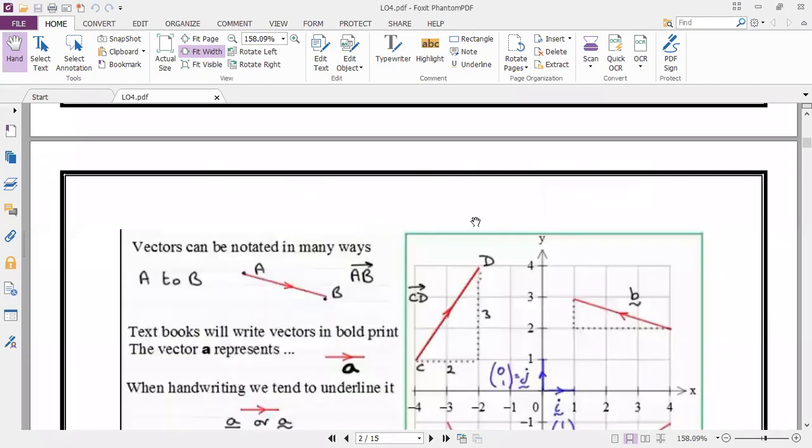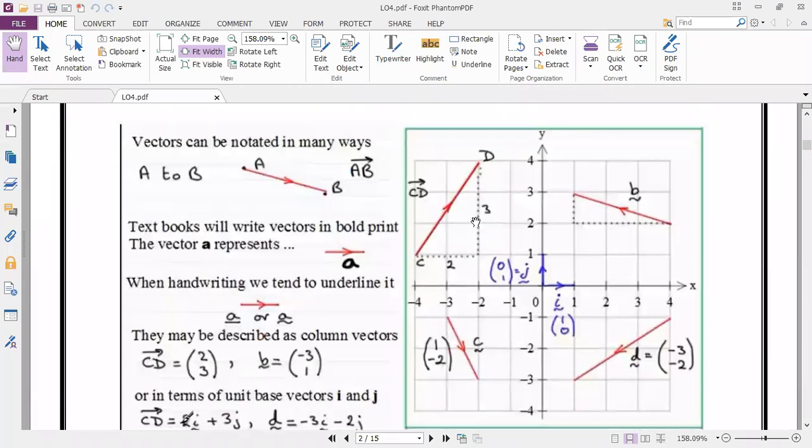Let's look now at this diagram. I have a couple of vectors here. If we look at the vector CD, from the point C to the point D, we moved 2 units in the positive sense here, and 3 units up. So vectors can be notated in many ways. We can say the vector CD, or we can say the vector from C to D.